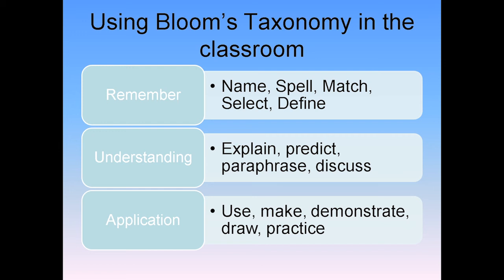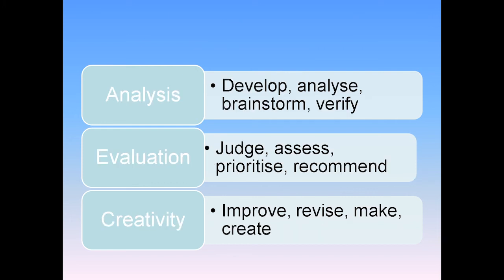Using Bloom's taxonomy enables you to organise questions from simple knowledge questions to higher level thinking questions. The table illustrates how the selection of verbs used to ask questions reflects the level of thinking. You can use these verbs to ask students questions, increasing the complexity in any curriculum area. So this is the lower level thinking: remember, understanding and application, and higher order thinking involved with analysis, evaluation and creativity. So at an analysis level, we are developing, we're analysing, we're brainstorming and verifying.